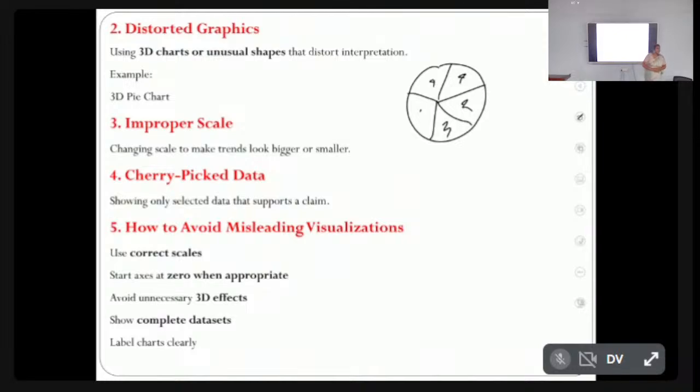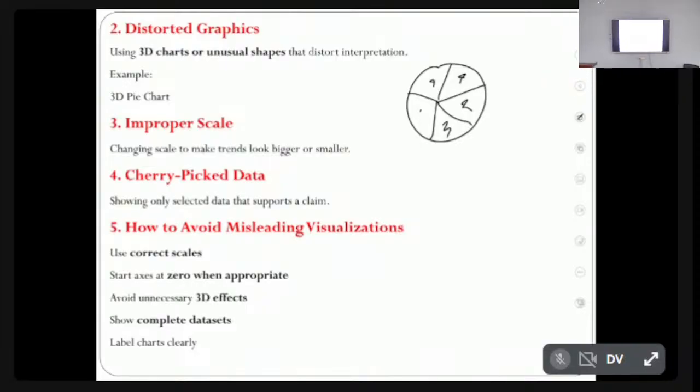Using 3D charts. The second misleading information is distorted graphics. Using 3D charts or unusual shapes that distort interpretation. That distort means what? Unclear. What is this?